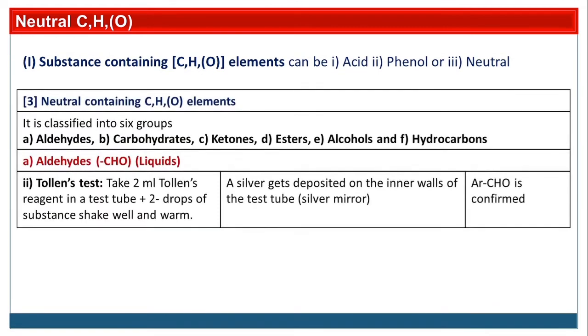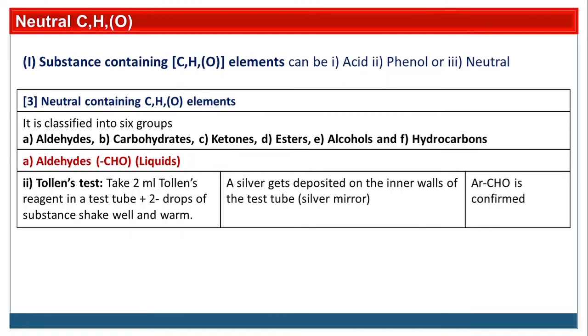Next is for the aldehydes test, that is the second test, that is for liquids again, that is called as Tollens test. First is Caro's test, next is Tollens test, or you can say this is silver mirror test also, no problem. So here take 2 ml of Tollens reagent in a test tube, 2 drops of substance, shake well and warm. If silver gets deposited on the inner wall of the test tube, that is called a silver mirror, it looks like a silver mirror, then aldehyde is present and confirmed.